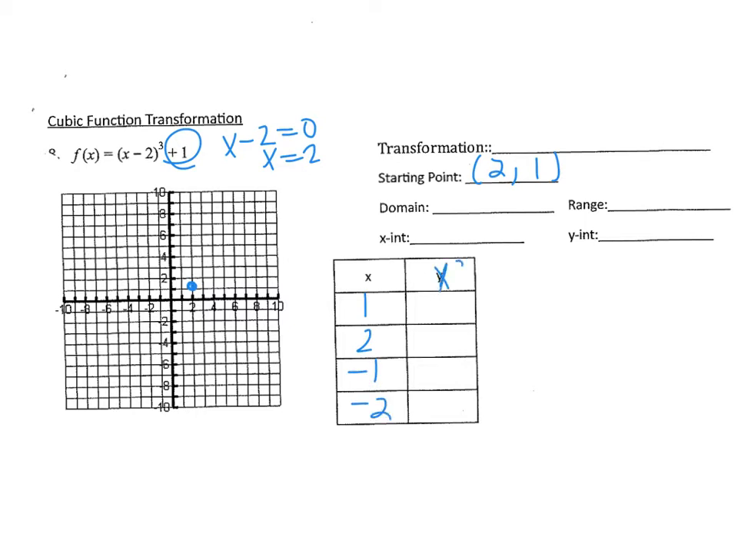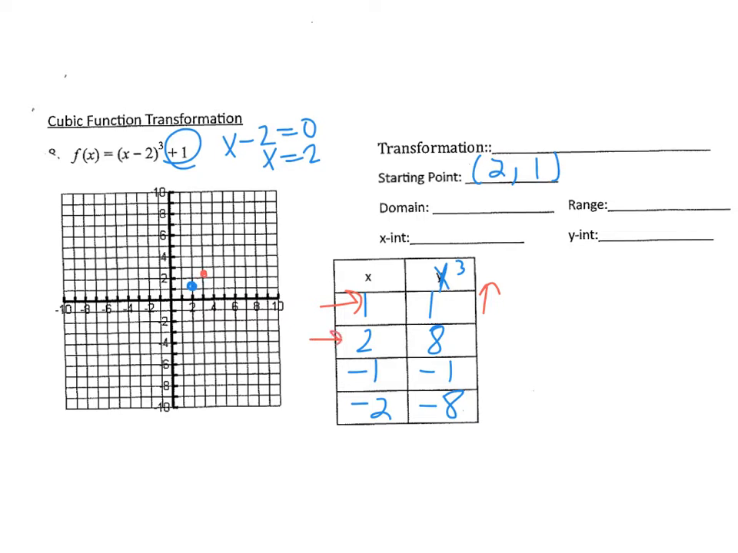We're going to use the same points, 1, 2, -1, and -2, but this time we're going to cube it. So when we cube it, 1 cubed is 1, 2 cubed is 8, -1 cubed is -1, and -2 cubed is -8. So if we use red, I'll change it to red again so we can see it. So we're going to go right 1 and up 1 from the new vertex. So if you go right 1 and up 1, that would be right there.